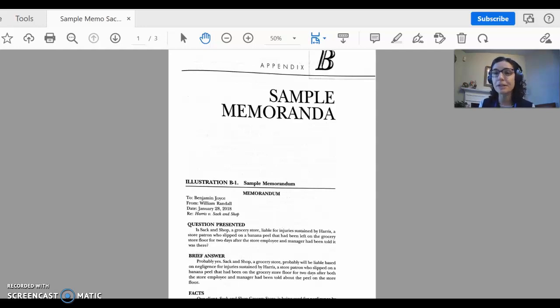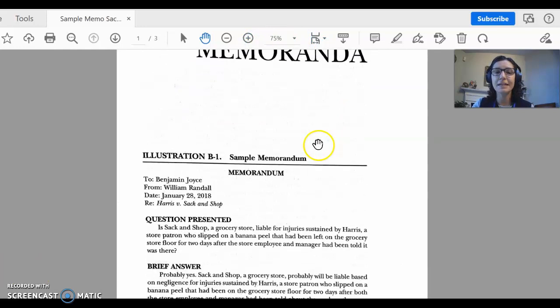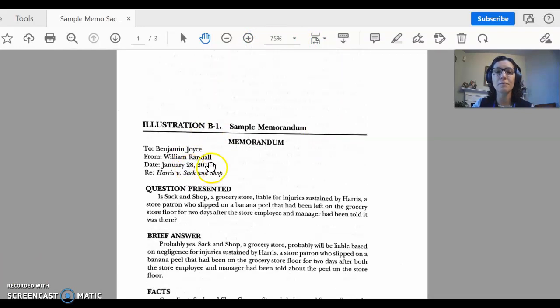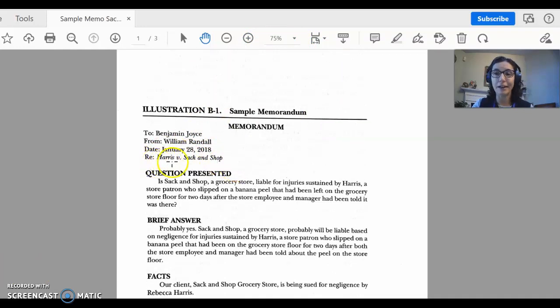So I very briefly just wanted you to take a look at the components of the memo. You can see that it actually looks like a memo. I'll zoom in a little bit. It begins with a to, a from, a date, and a regarding line. I'm going to go over all of this in class in great detail, but I do want you to just have a quick look at it now.